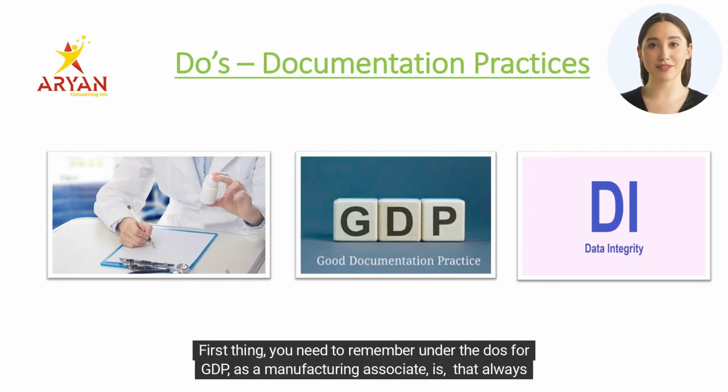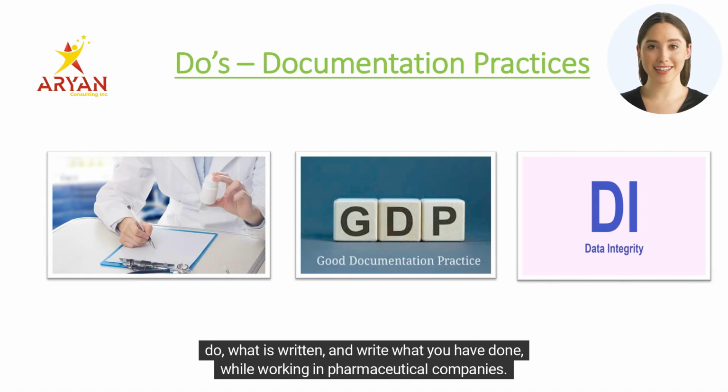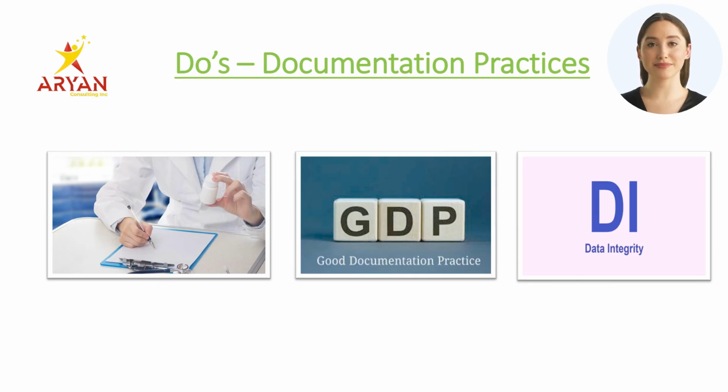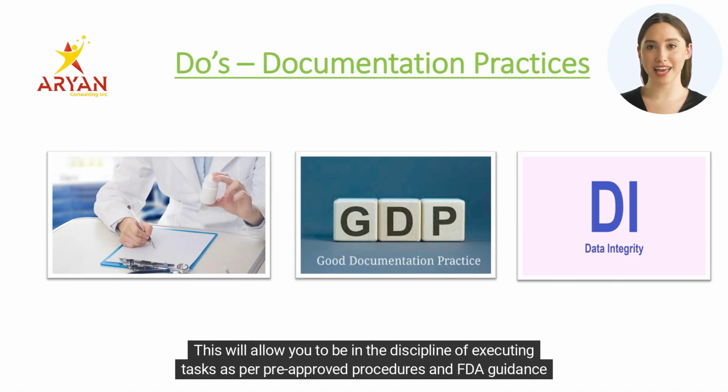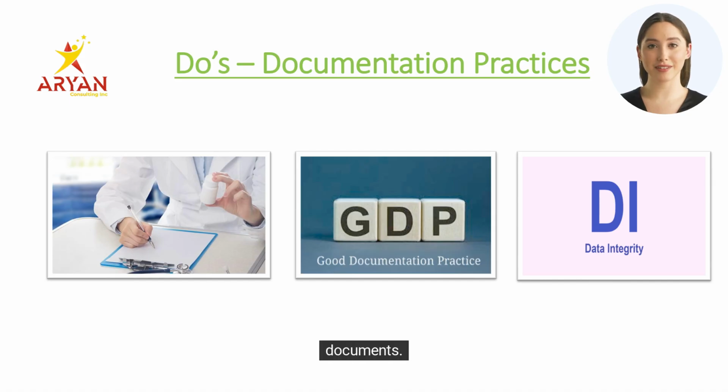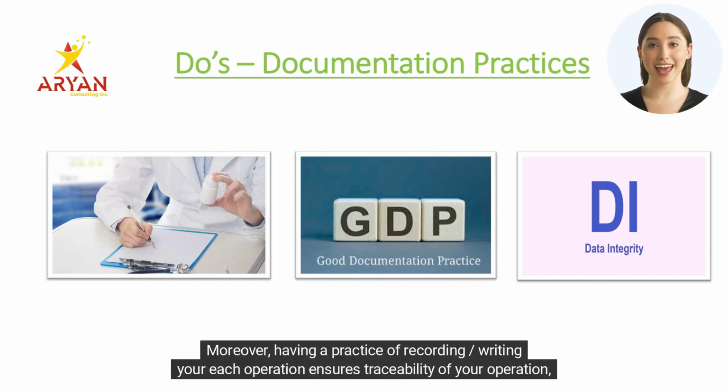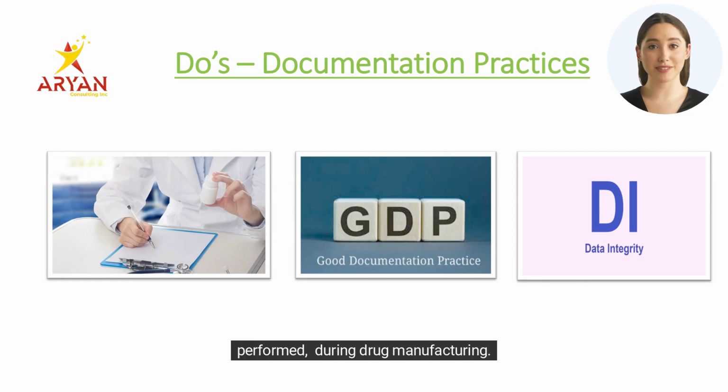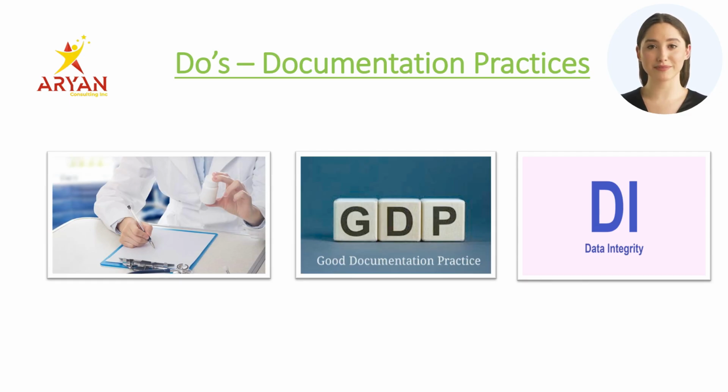First thing you need to remember under the do's for GDP, as a manufacturing associate, is that always do what is written and write what you have done while working in pharmaceutical companies. This will allow you to be in the discipline of executing tasks as per pre-approved procedures and FDA guidance documents. Moreover, having a practice of recording or writing each operation ensures traceability of your operation performed during drug manufacturing.